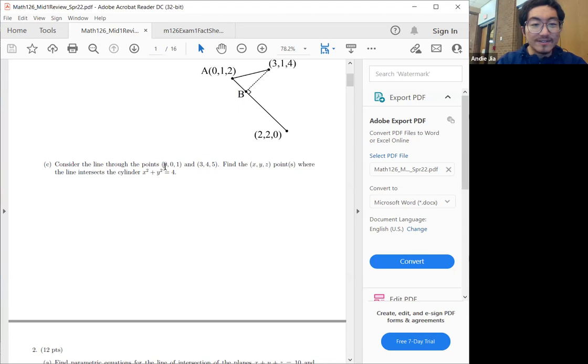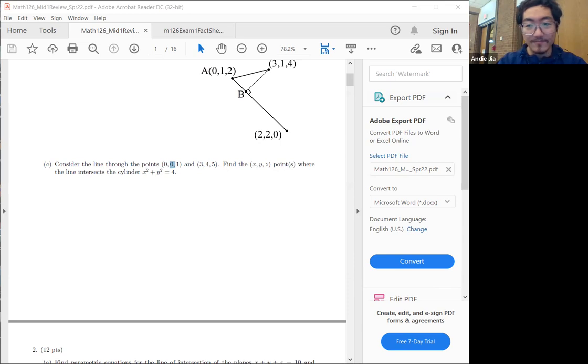Just 0 plus 3t equal to x, 0 plus 4t is y, and 1 plus 4t is z. And then you just find the intersection point, just plug back in there.